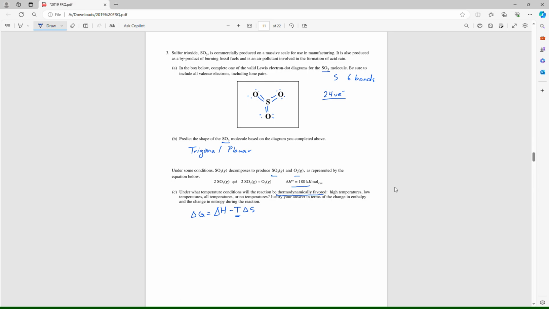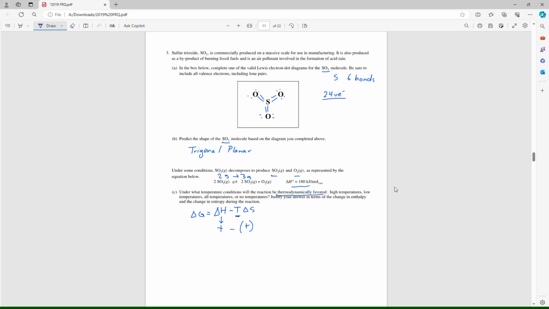So our delta H is positive. Just put a little positive right there. And our change in entropy, let's see. So we go from 2 gases to 3 gases. So that is more chaotic. So I would say delta S is positive. So this is delta H is positive minus a positive delta S. So if this T delta S is big, delta G will be negative.